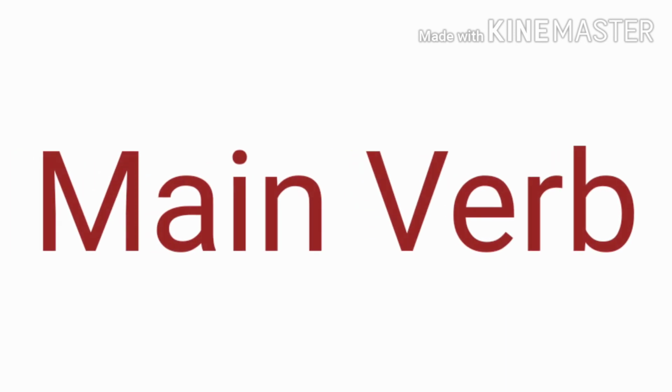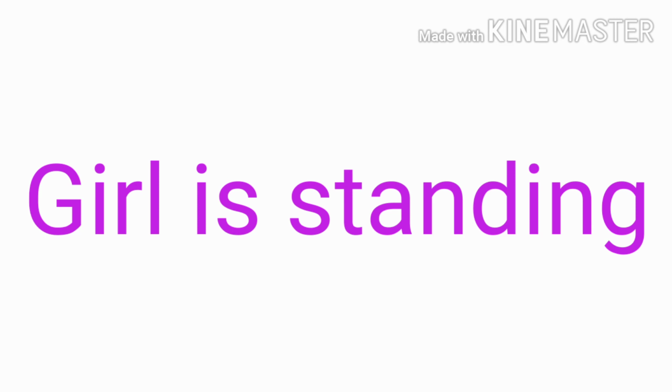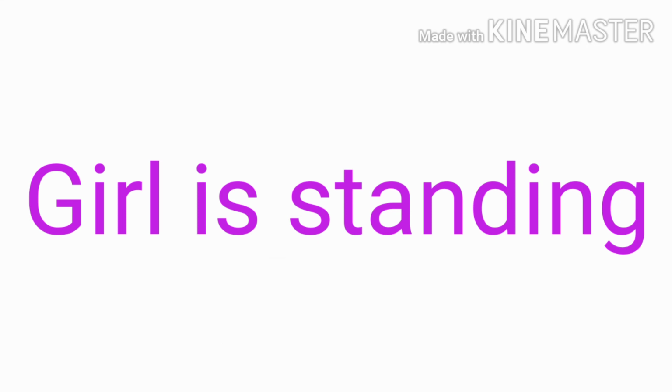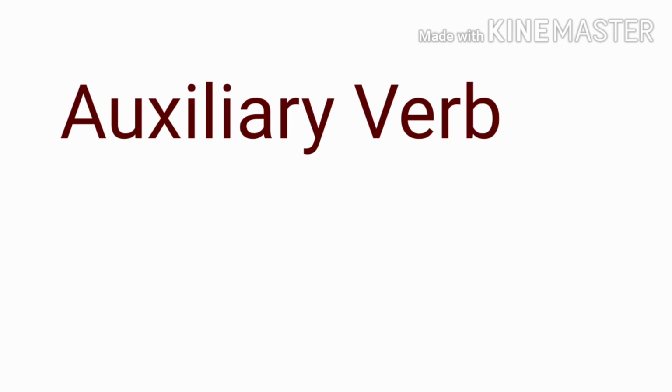Helping verbs help the main verb, and they are used together with the main verb. They have no meaning by themselves. Helping verbs have no meaning. For example, girl is standing. Is is a helping verb, but alone it doesn't have any meaning. So let's look at the types of helping verbs. There are two types of helping verbs, auxiliary verbs and modal verbs. So then what is an auxiliary verb? Auxiliary verbs are words providing additional help, right?